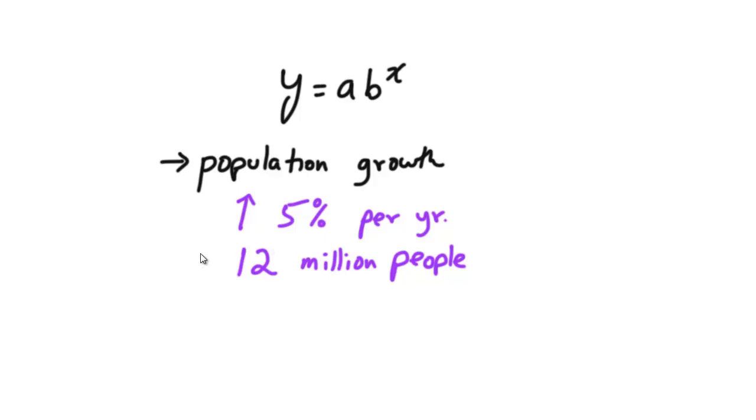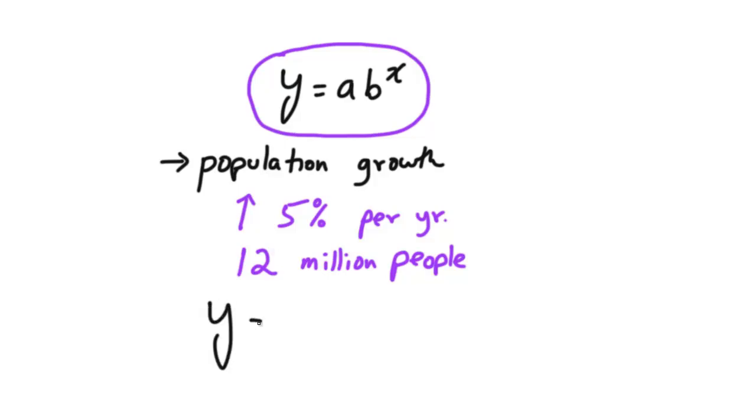Alright, so here's an example of an exponential growth model. We'll look at population growth. So let's say, hypothetically speaking, on some planet it starts off with 12 million people, and every year it's going to increase by 5%. Alright, how can we use this equation here, y equals ab to the x power, to model this population growth? Well, we can write out y is equal to the initial amount is 12 million people, so the a is 12.